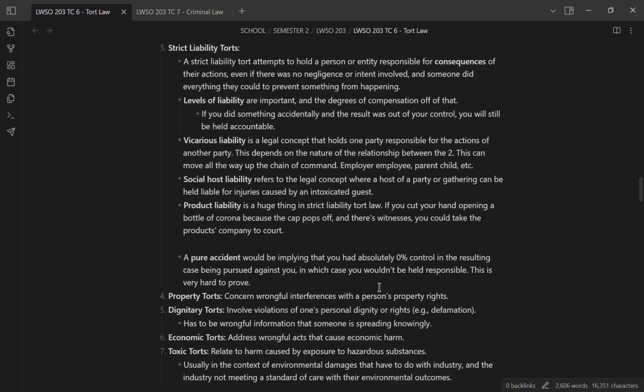Getting into more liability, there is vicarious liability, which is a legal concept holding a party responsible for the actions of another party that they are responsible for. Again, it'll usually depend on the nature of the relationship between the two. This can move all the way up the chain of command, like parent and child, employer-employee, even person and dog, for example.